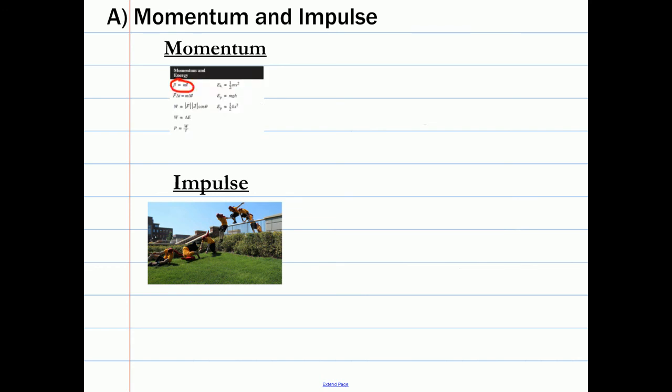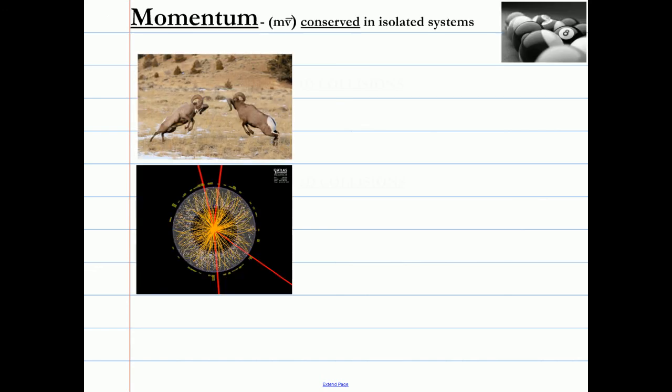So momentum is the quantity mv, impulse is F net delta t. So momentum is conserved in isolated systems. What does that mean? If we've got 4 units of momentum before a collision, we end up with 4 units of momentum after a collision as well.